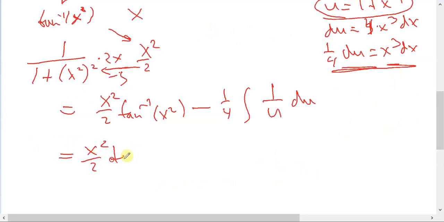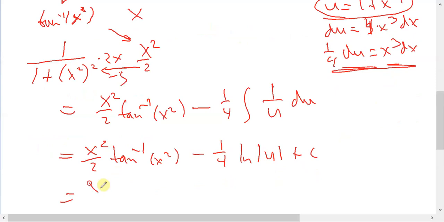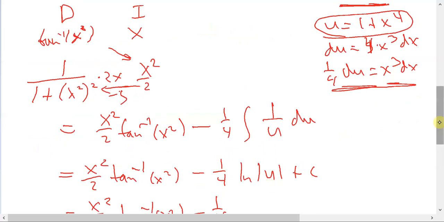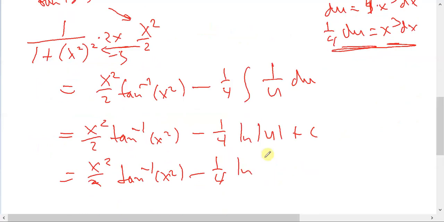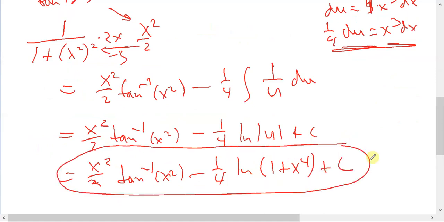So finishing up that integral, x squared over 2 tangent inverse of x squared, I've got minus 1/4 natural log of u plus a constant. That is x squared over 2 tangent inverse x squared minus 1/4 natural log of 1 plus x to the 4th. And I don't need an absolute value on that because that's already positive. So that's my antiderivative in that case.